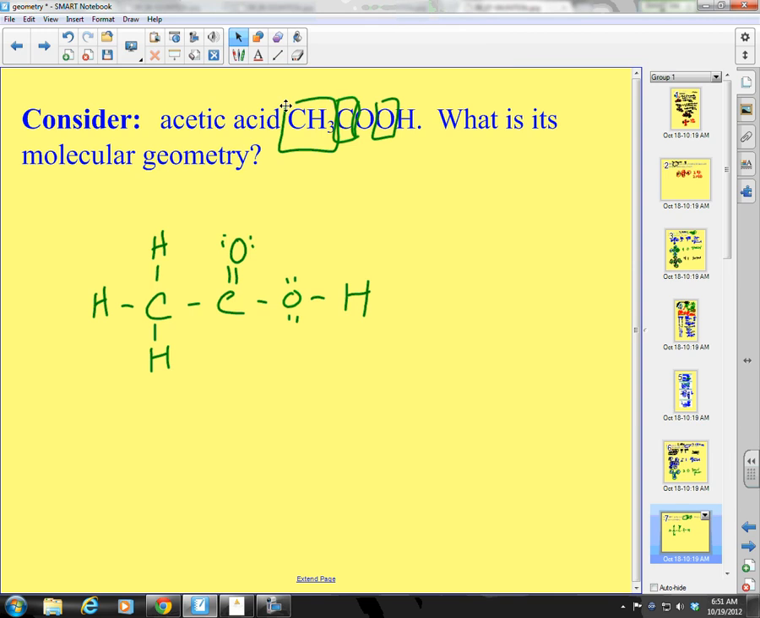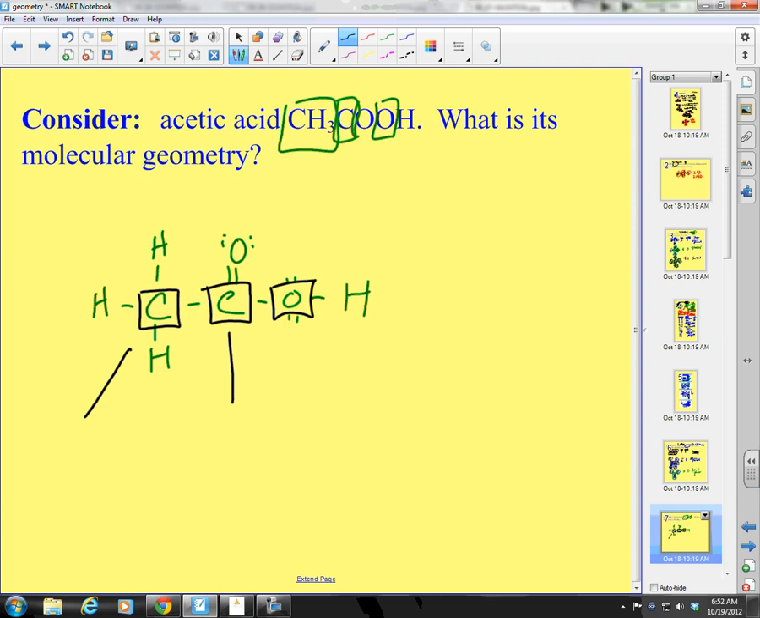And so the question is, Mr. Smith, how do I know the shape of this? Well, really, there is not one shape. There are 3 shapes because this is a central atom, this is a central atom, and this is a central atom. So I have a shape around this carbon, a shape around this carbon, and a shape around this oxygen.